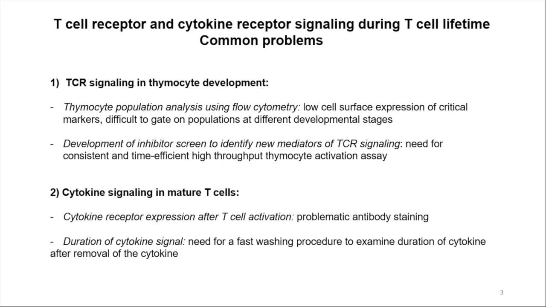So one of our problems, which is very common with flow cytometry, is trying to gate on the correct populations, which would correspond to the different thymocyte developmental stages. And one of the problems is that some of our critical antigens have very low cell surface expression. So it's actually quite difficult to gate on the relevant populations.